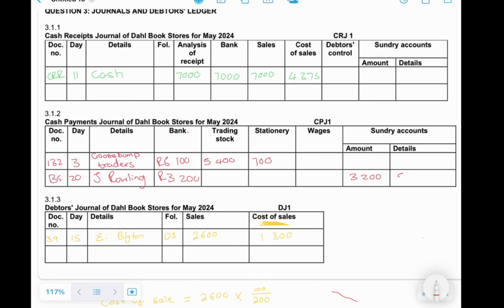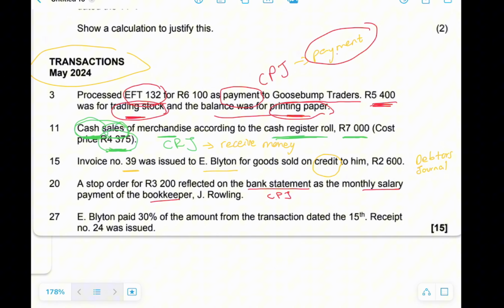3,200 for amount. The detail will be salary. Day 27 says E. Blyton paid 30% of the amount from the transaction dated 15th of May. Receipt number 24 was issued. So now we have to calculate how much the 30% of that amount is. They said he paid 30% of the amount on the 15th. So you go to the 15th and check the amount. The amount that he had bought for was 2,600.